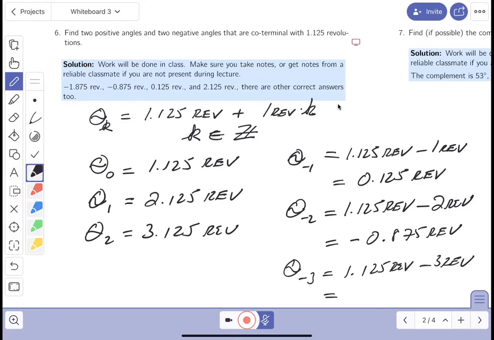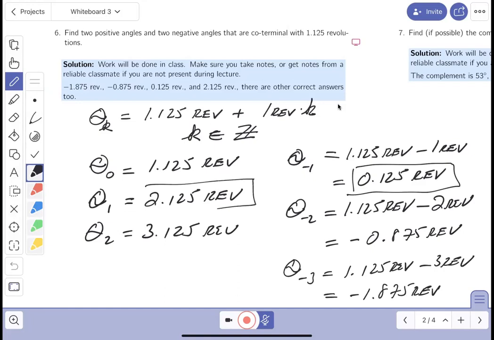And what would that give me? Let me see. Minus 1.875 revs. Now, what they said, get 2 positives. Well, I'm going to box them. I like this one because it's really the smallest number there, closest to the origin. And I like this one here too.